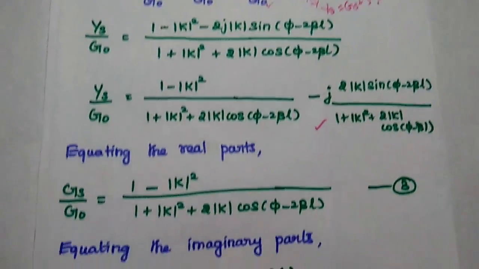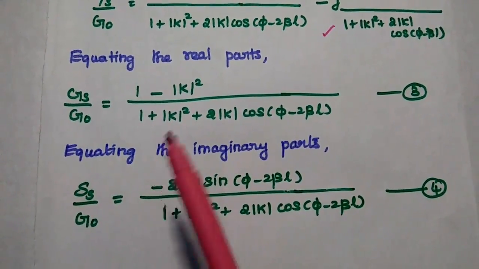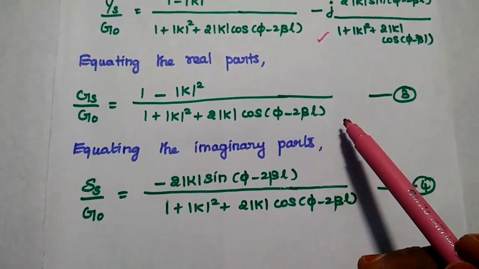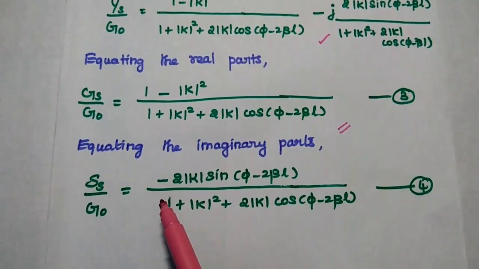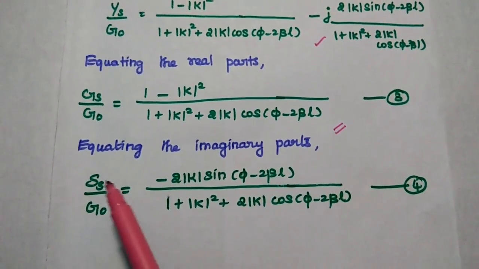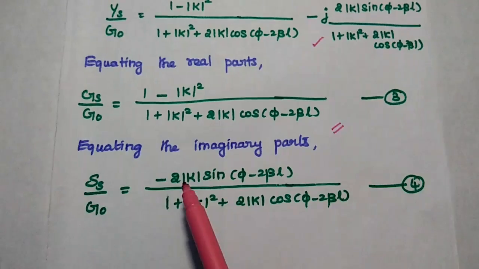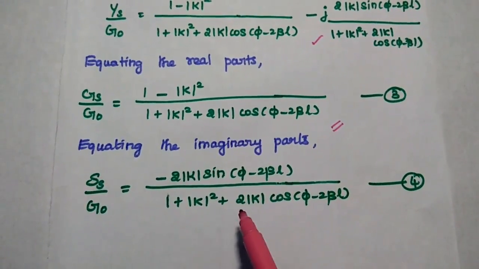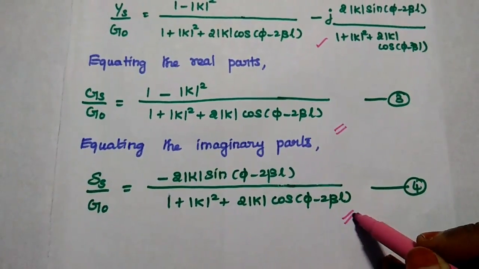expressions. So then, equating the real parts, we can get Gs by G naught is equal to (1 minus k squared) by (1 plus k squared plus 2k cos(phi minus 2 beta L)). Consider this as the third equation. Next, we are going to equate the imaginary parts, that is susceptance by G naught. The normalized susceptance value at the input side is equal to minus 2k sin(phi minus 2 beta L) divided by 1 plus k squared plus 2k cos(phi minus 2 beta L). Consider this as the fourth equation.